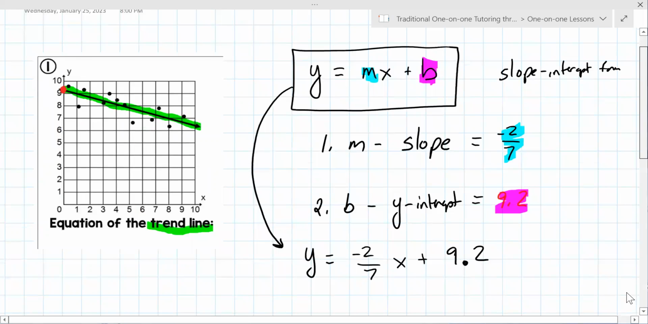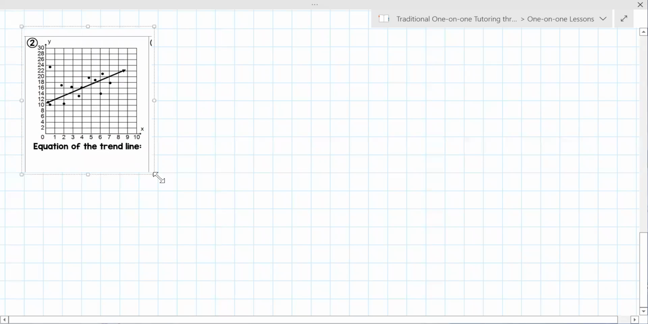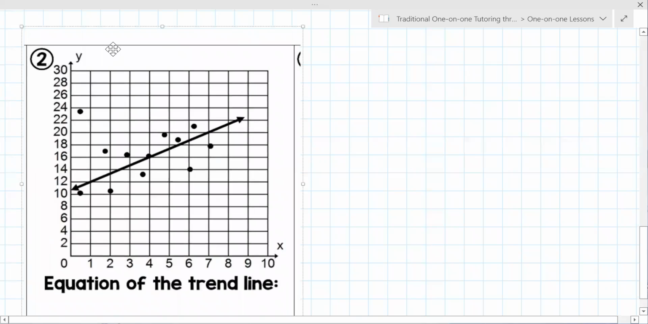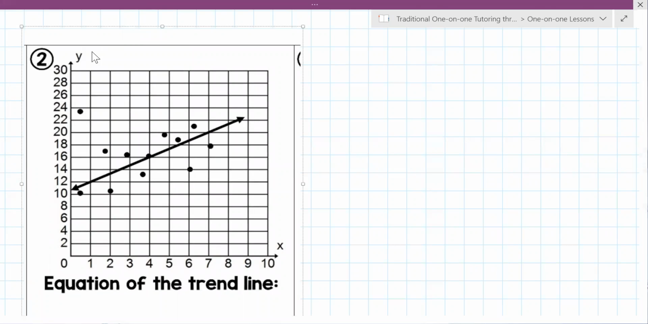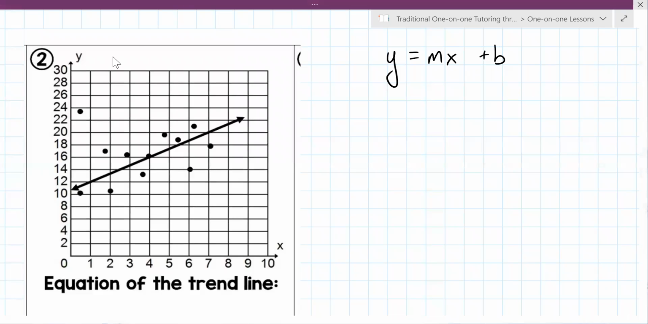Okay, so for the next problem, it's really the same recipe. I'm going to make the graph a little bigger here. So we need 2 things. We need the y-intercept and we need the slope. The y-intercept is where this line hits the y-axis. Where does it hit the y-axis? If you look real close, it's not 10, it's not 12. It's somewhere in the middle, right? Where does that hit there on the y-axis?